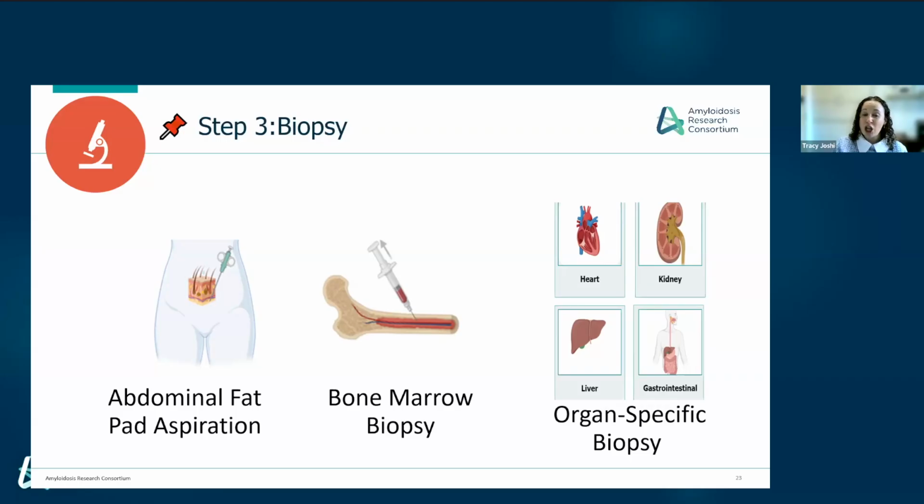In some cases, a tongue or rectal biopsy have historically been used. The type of biopsy depends on which organ is affected. The specialist managing that part of the body will determine the most appropriate biopsy method to confirm the diagnosis.